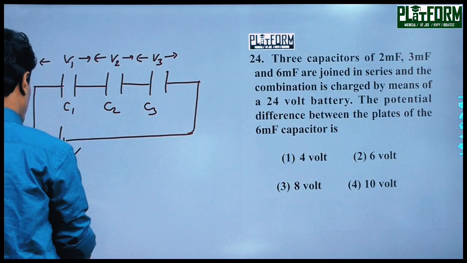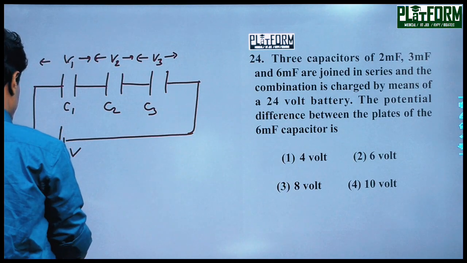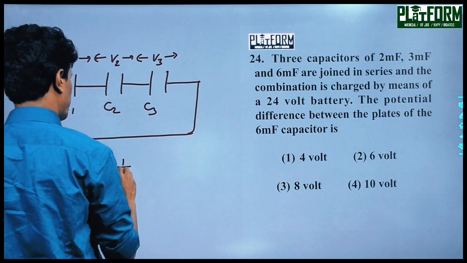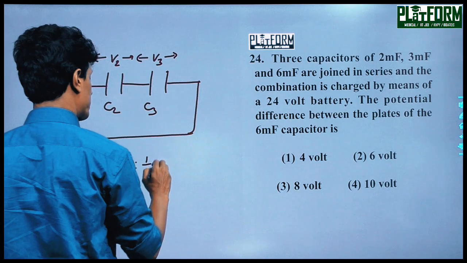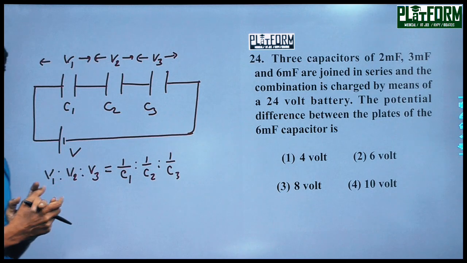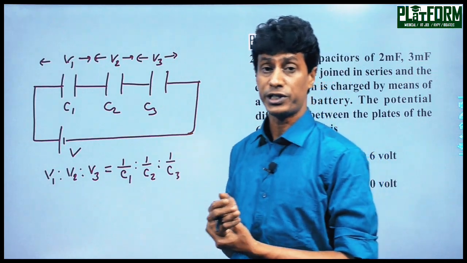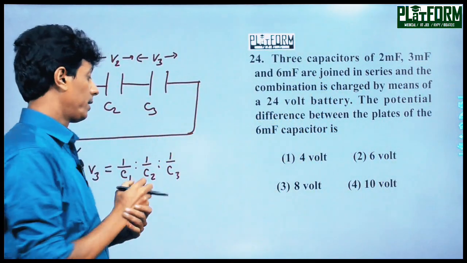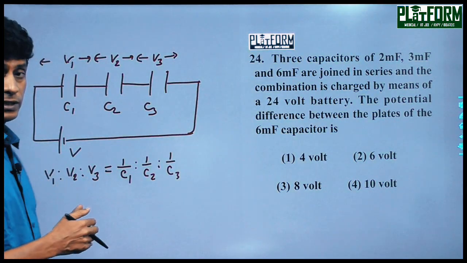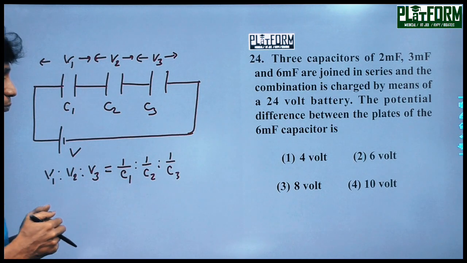Here V1 : V2 : V3 is in inverse proportion to the capacitances. So the potential divides into three parts in inverse ratio of the capacitances. In the case of a series combination, potential divides into parts. Since the potential divides in the inverse ratio of the capacitances, the charge is the same for all condensers, but the potential divides into parts.